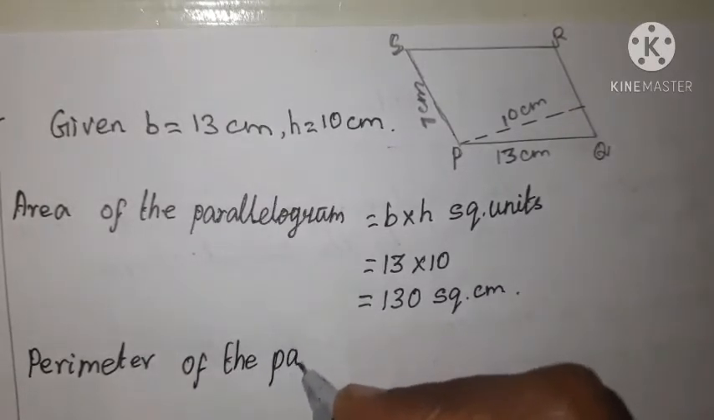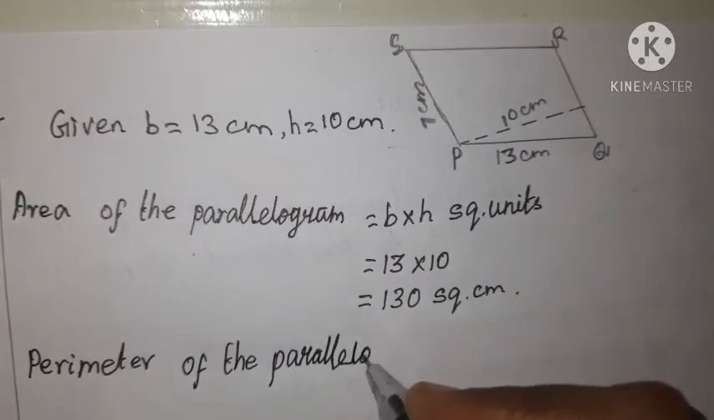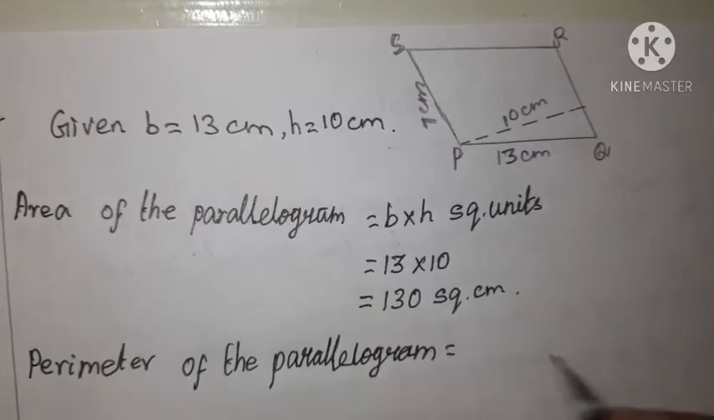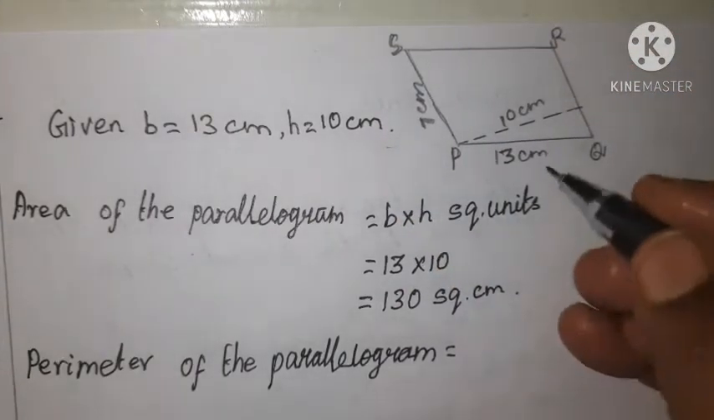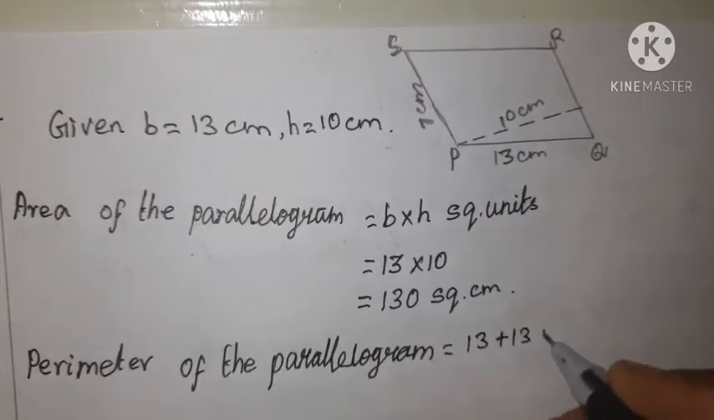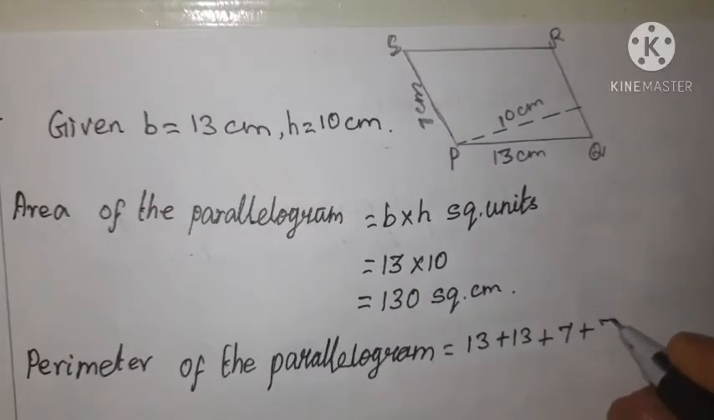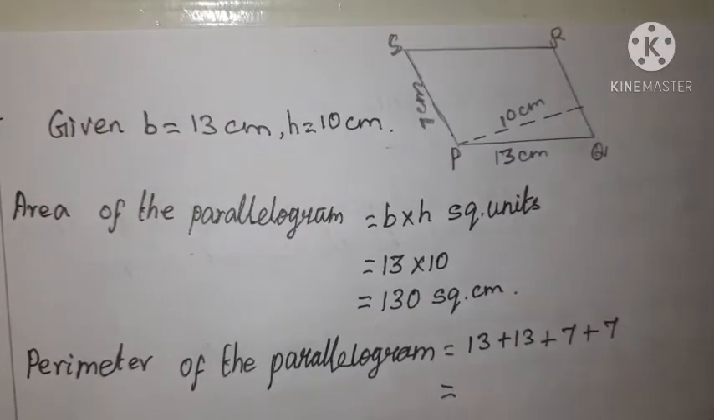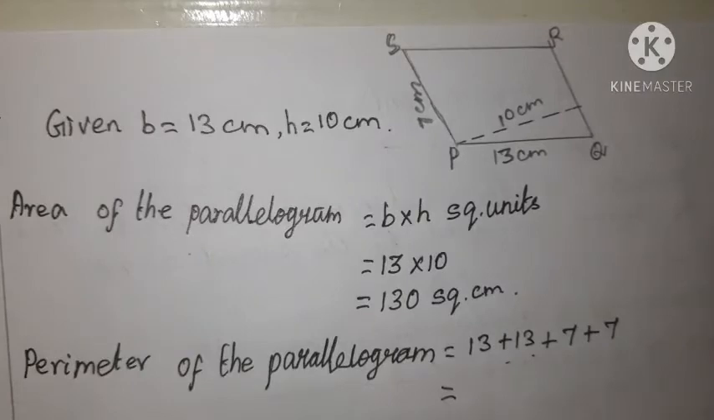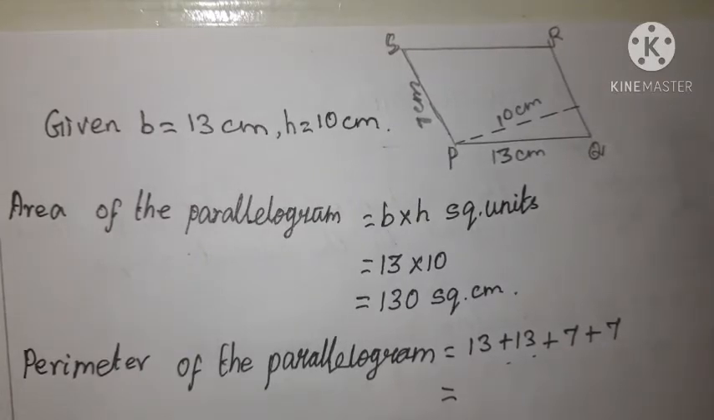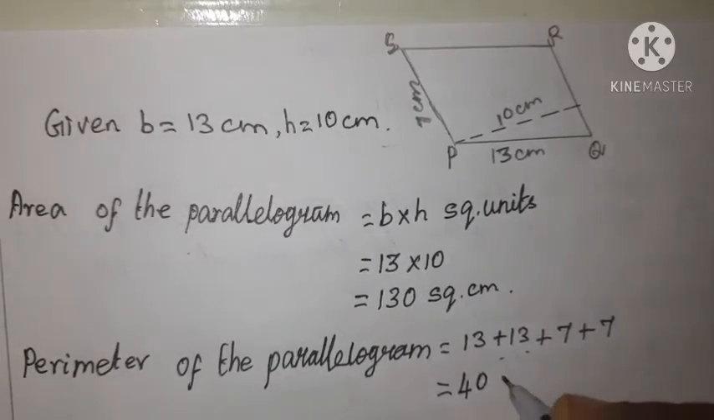Next, perimeter of the parallelogram equals the sum of the lengths of all the sides. So 13 plus 7 plus 13 plus 7. 13 plus 13 is 26. 26 plus 7 is 33. 33 plus 7 is 40. 40 centimeters.